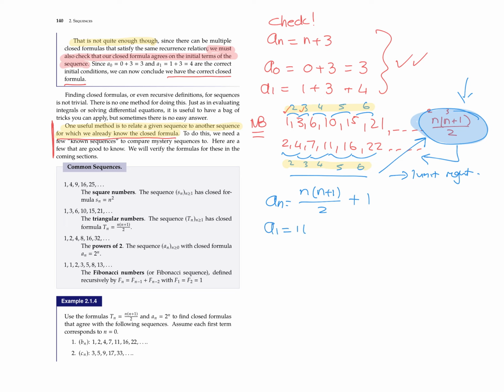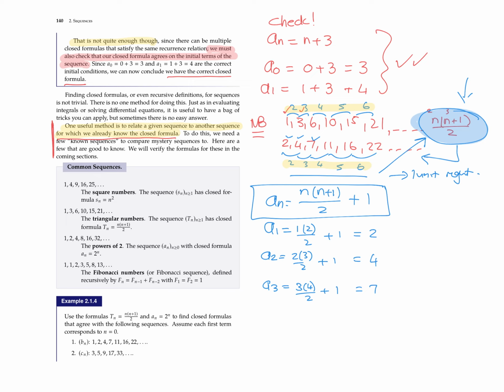A1 is equal to 1 times 2 over 2 plus 1. Now that gives us 2. We can see that's 1 plus 1. A2 will be 2 times 3 over 2 plus 1. Okay, the 2's go. 3 plus 1 is indeed 4. Let's just check the third one. A3 is equal to 3 times 4 over 2 plus 1. Now that's 12 over 2, which is 6 plus 1, which is 7. Perfect. So this here is a transformed version of a sequence that we are very familiar with.